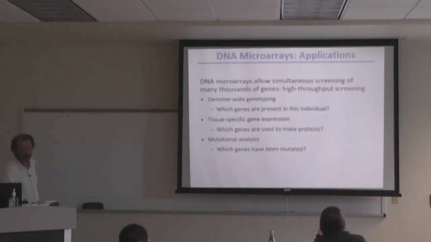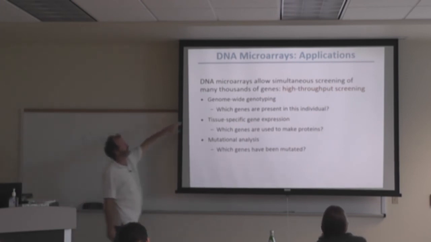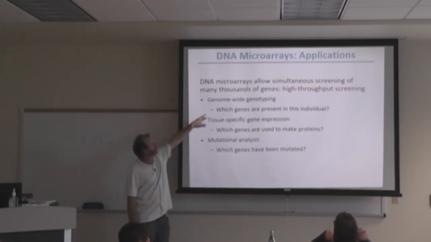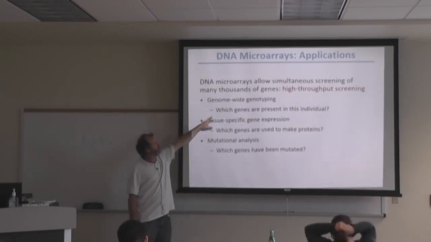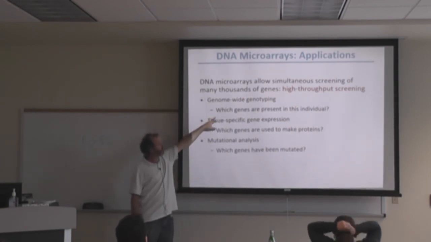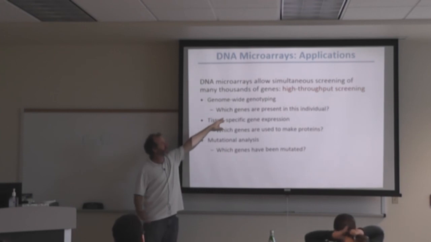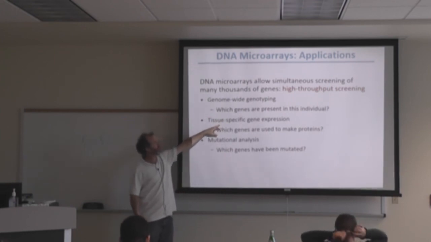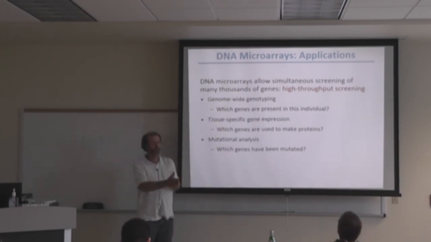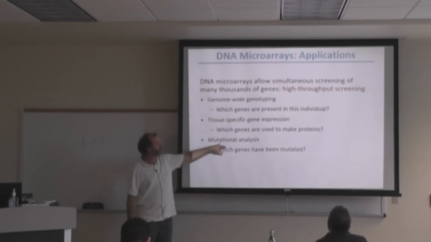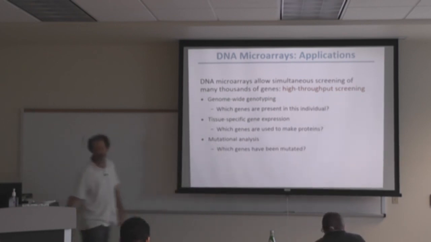So the DNA microarrays, they'll allow simultaneous screening of many thousands of genes through high throughput screening. Genome-wide genotyping, which genes are present in this individual. Tissue-specific expression, you can look at one tissue versus the other, or mutational analysis, which genes have been mutated.